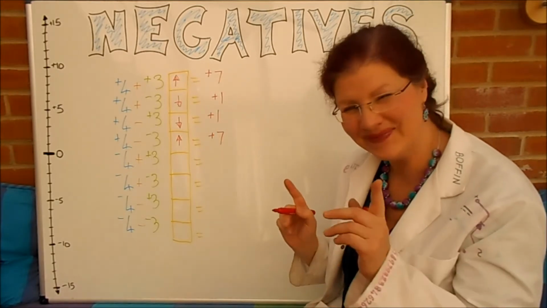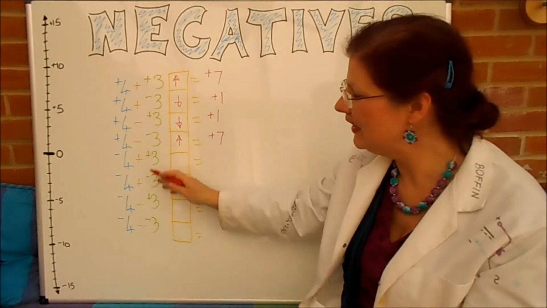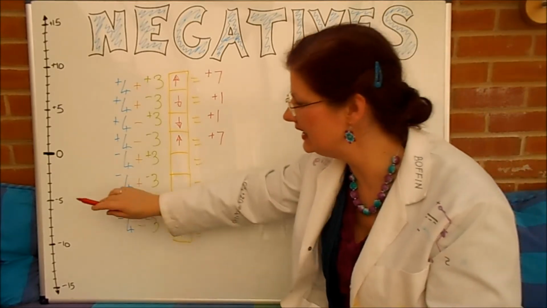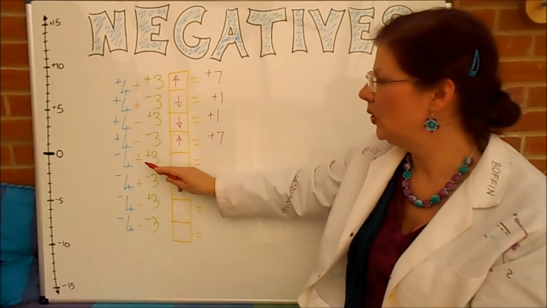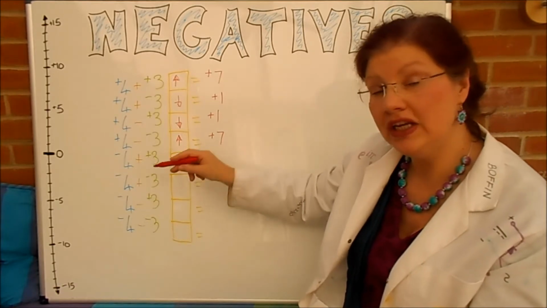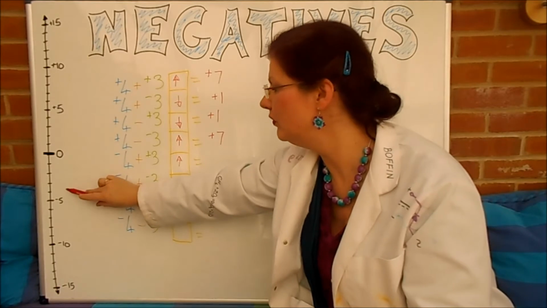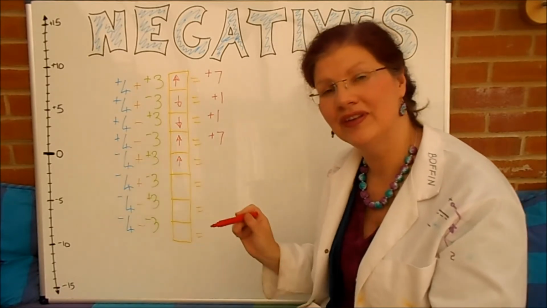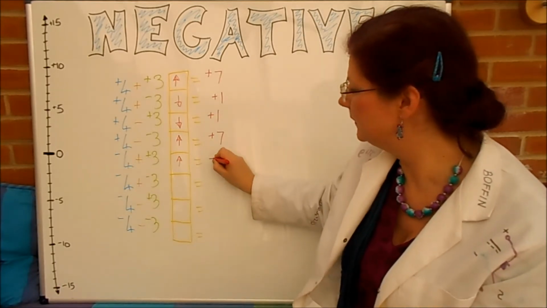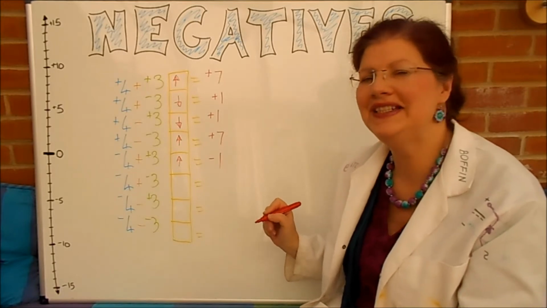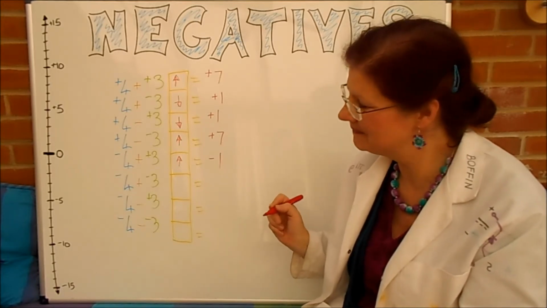Did you get that one? Good. Now for these ones down here, we're starting at -4. Once again, somebody gives you money, you're better off. So starting at -4 and counting upwards, we get to -1. Okay, you're still in debt, but you're not as in debt as you were, so that's better.